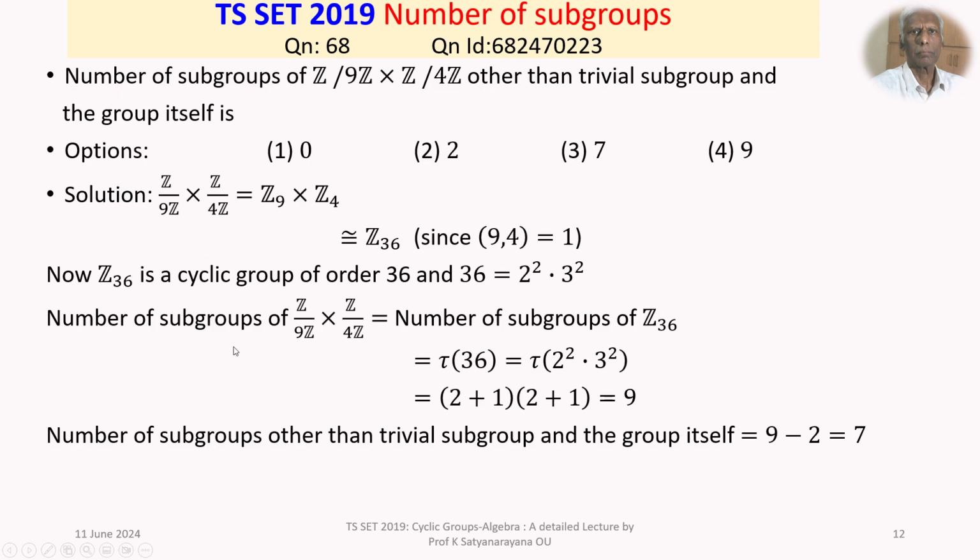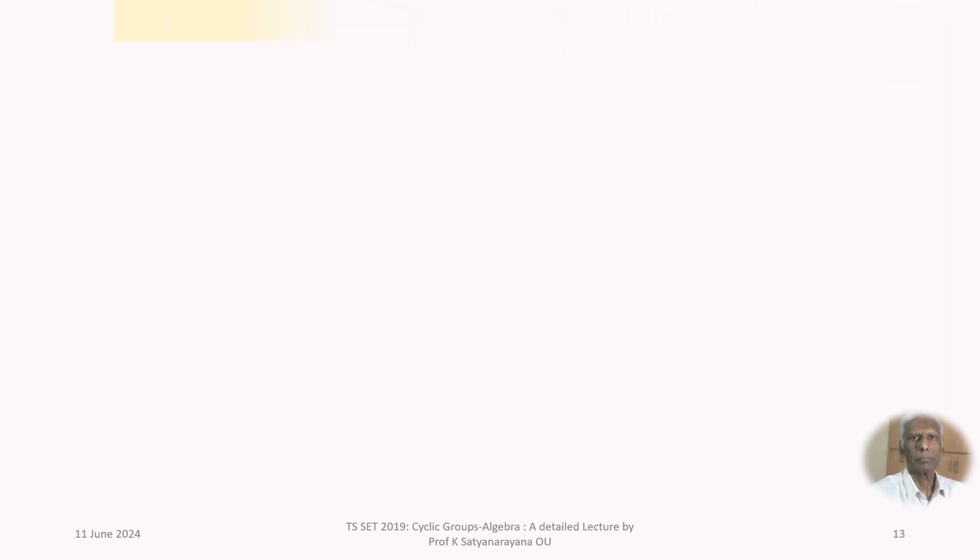Option 4 will give you the total number of subgroups. But the question is the number of subgroups of this one other than the trivial subgroup, the identity element alone, and the group itself. So out of the 9, you have to subtract 2. So the number of subgroups other than the trivial subgroup and the group itself is 7. So to deceive you, the order 9 is also given. So the answer to this question is option 3. That is the detailed discussion of this question. Let's move to the next example.